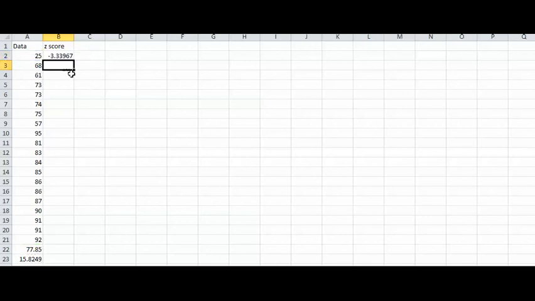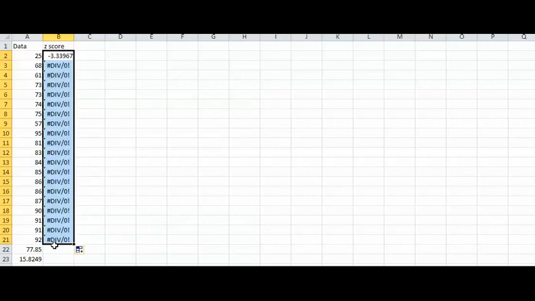So I press enter. So person 1, who had an exam score of 25, had a z-score of negative 3.33, roughly. So this student's exam score is pretty far below the mean of 77. That's why the z-score is such a big negative number. If I hover the mouse right here at the bottom right, and then I click, I can drag this down, and it'll do the same calculations for every number, or it should.